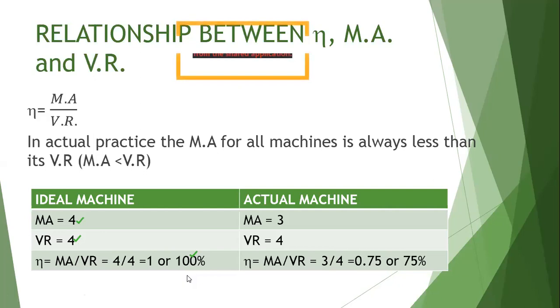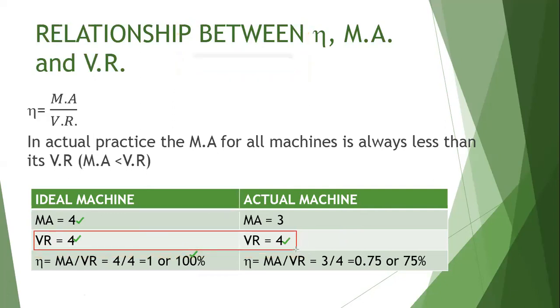It will always be less than 100. So what is the cause of that? Is it due to MA or is it due to VR? If I take the same machine as an actual machine, the VR of the ideal machine was 4 and the VR of the actual machine will also be 4. So remember, the VR of the ideal machine and actual machine will remain the same. Whether it is an ideal machine or an actual machine, the VR will always remain the same.